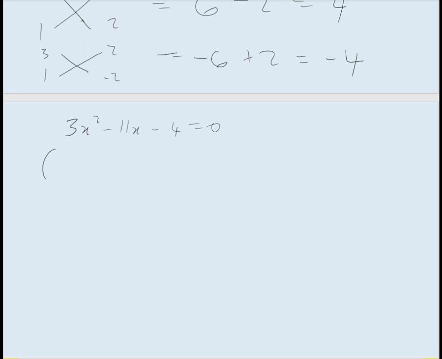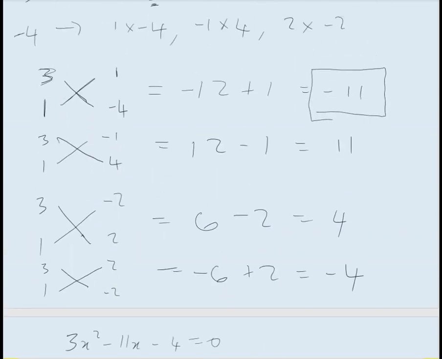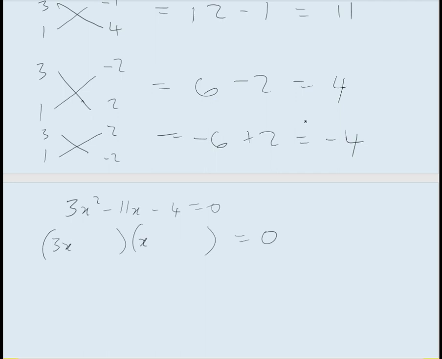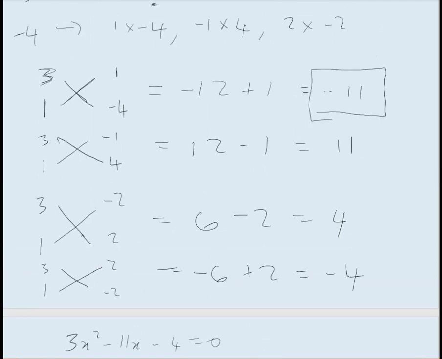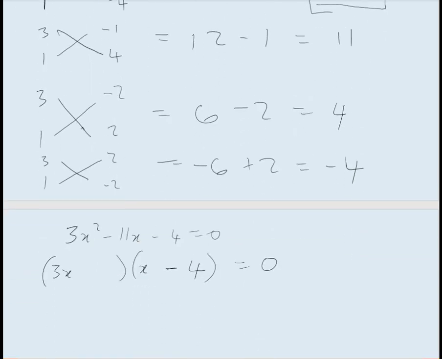In our product of brackets here, we're going to have 3x and x, and from what we saw above, we need the 3 to multiply by a negative 4. So the negative 4 is in this bracket, and we need the other one to be a positive 1. This comes from the way we expand. We can quickly test it. Let's just test it. 3x times x is 3x squared. 3x times negative 4 is negative 12x.